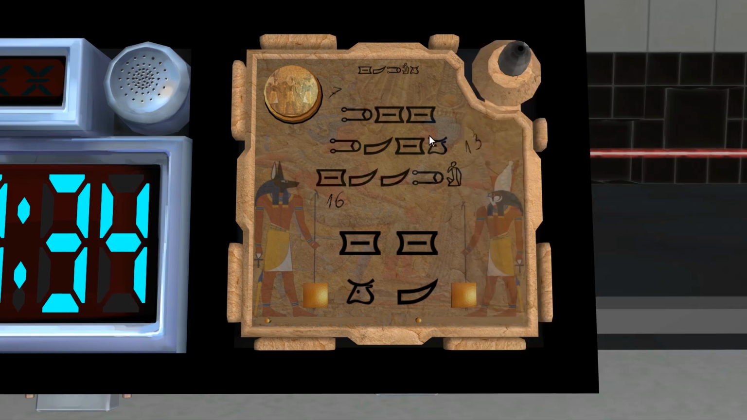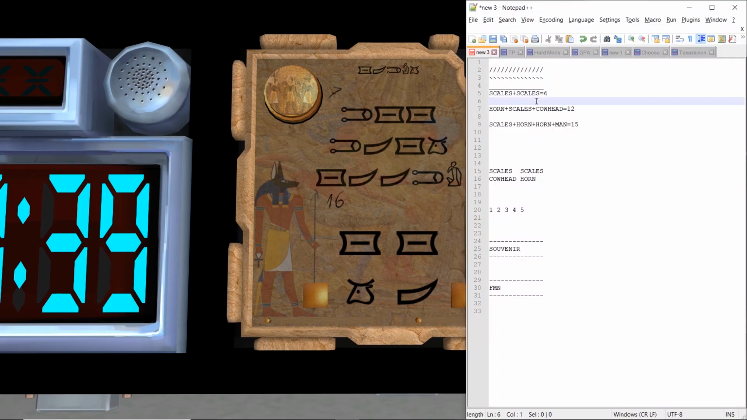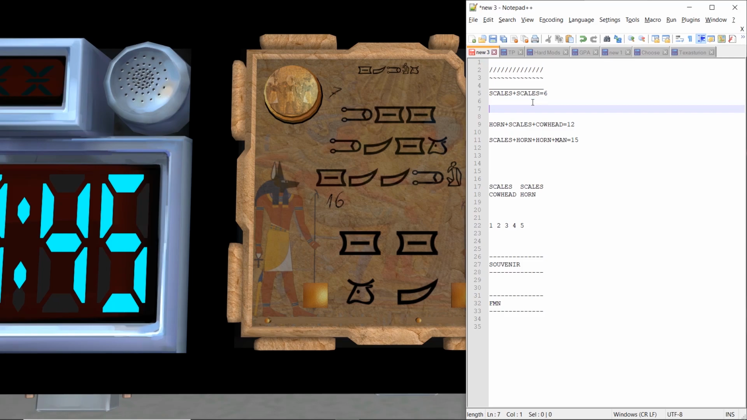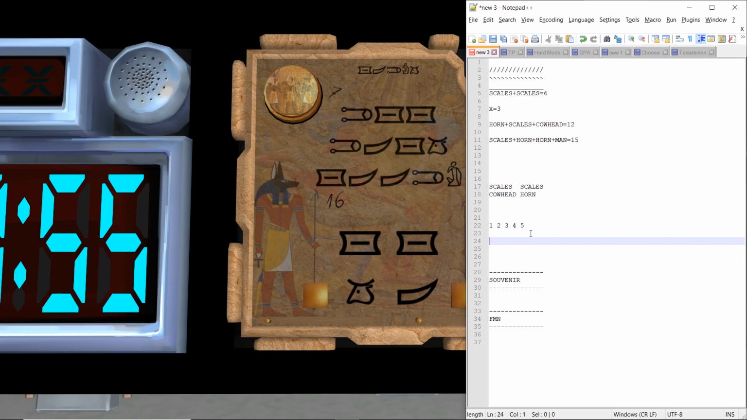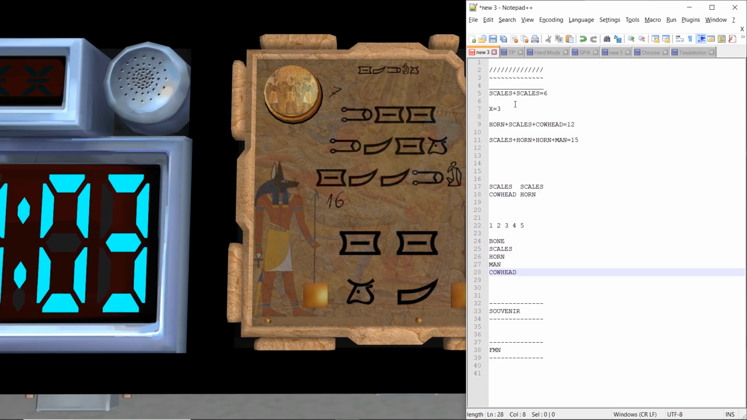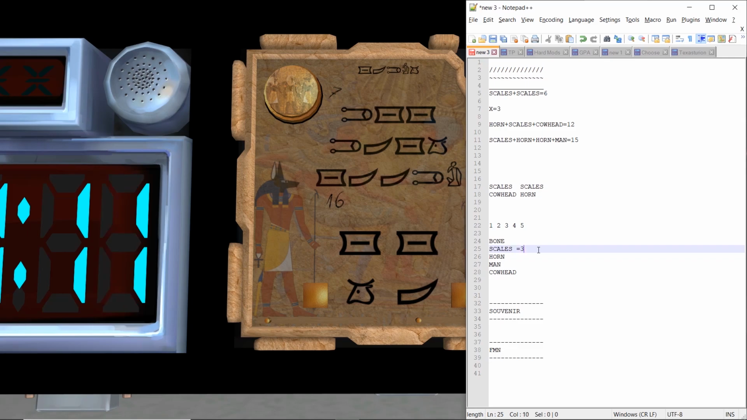So, I would suggest it's best to solve the first row first. So, we have 2 scales equals 6, which, if we turn this back into a math equation, that's just 2x equals 6. You divide both sides by 2, and then you get x equals 3. I actually forgot to write down the thing, so scales, horn, man, cowhead. So, we find out that scales equals 3. So we can just write this down.